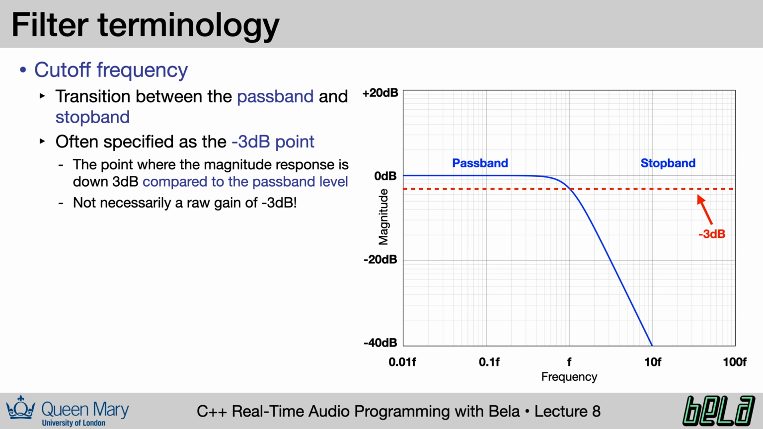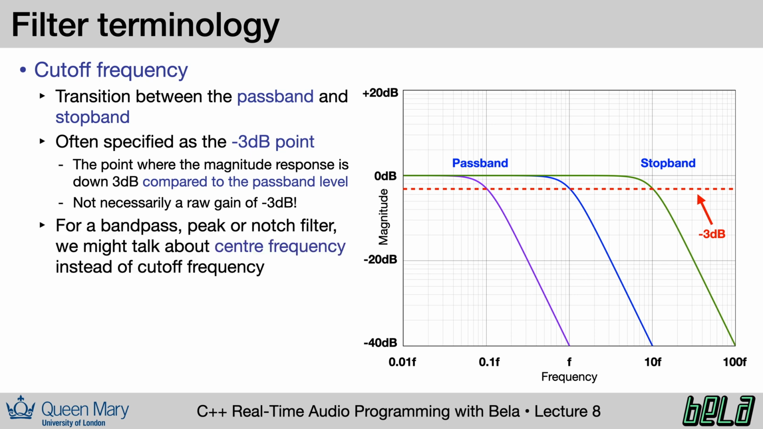Here's an example of the same filter with a cutoff frequency of 0.1 times f, or 10 times f. You can see that they have the same shape, just shifted up and down in the frequency spectrum. And notice that this plot is a log-log scale, logarithmic in terms of frequency and also logarithmic in terms of magnitude, which is why we are specifying it in terms of decibels. The filter we see here is a low-pass filter.